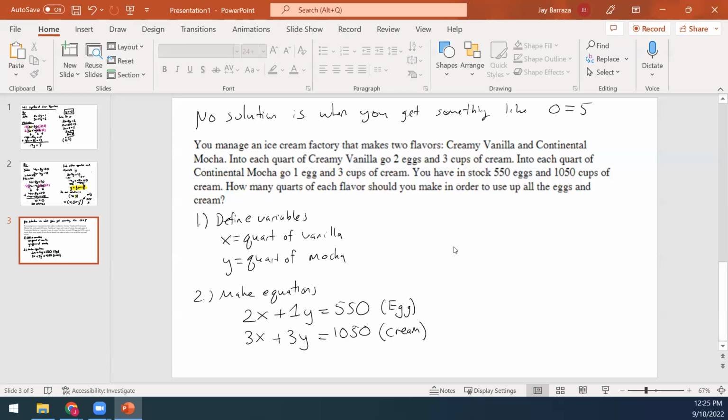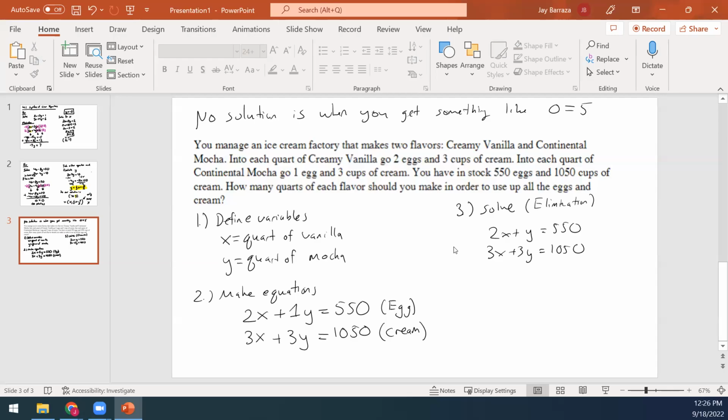Any questions on that, how I set up these equations? So once you get that part, now you just have to solve it, right? And so step 3 is to solve. So we can use elimination, and I will use elimination. So 2x plus y equals 550. 3x plus 3y equals 1050.